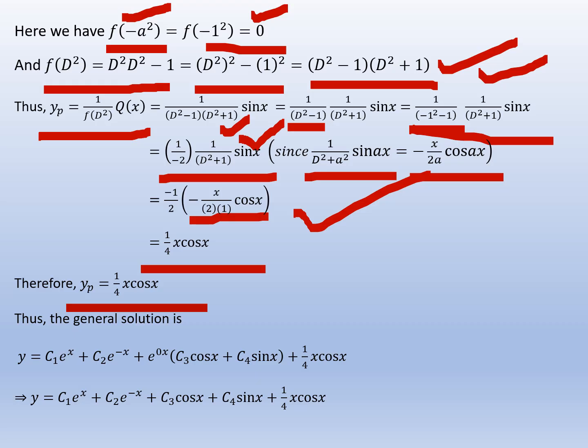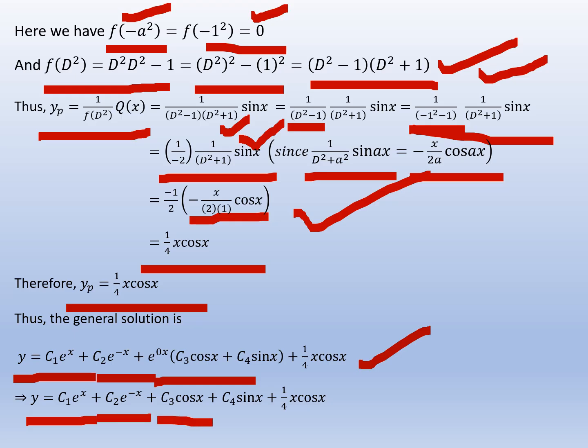As we know the complementary function and particular integral of the given non-homogeneous linear differential equation, we write the general solution like this: y = c1 e^x + c2 e^(−x) + e^(0x)(c3 cos x + c4 sin x) + (1/4) x cos x. Thus, the general solution is y = c1 e^x + c2 e^(−x) + c3 cos x + c4 sin x + (1/4) x cos x.